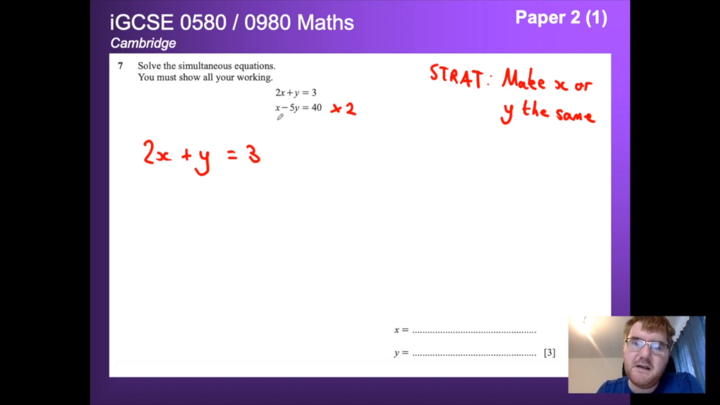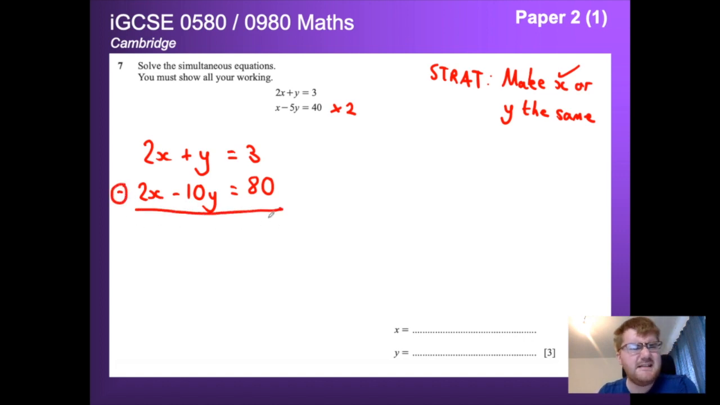So 2 times x is 2x, that's what we wanted. Minus 5y times 2 is minus 10y. And 40 times 2 is equal to 80. Okay, so now I've achieved my step 1, which is making the x's, in this case, the same. Now my second step is to use what we call elimination. So I'm going to take the bottom equation away from the top equation. Seems kind of weird, but keep with it. You'll see where we go from there.